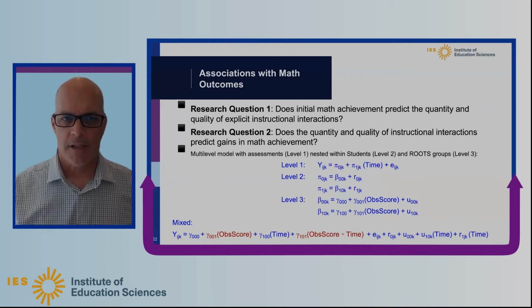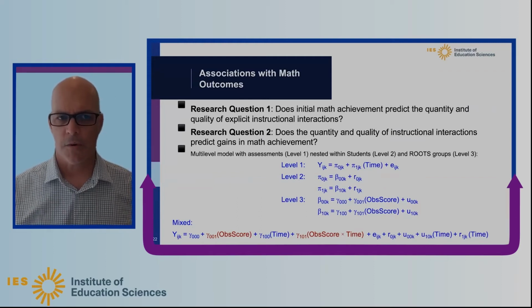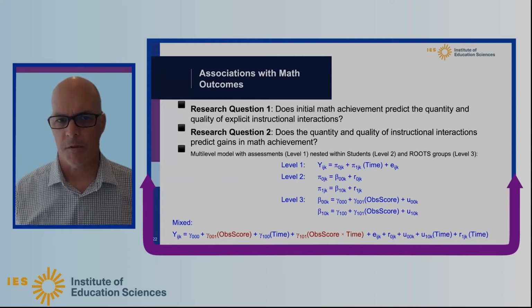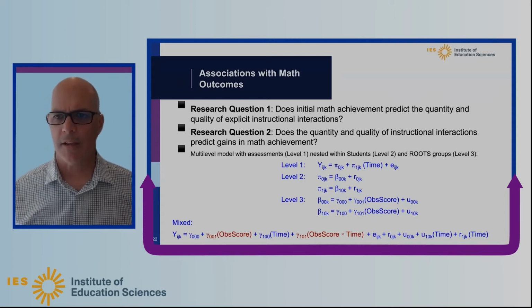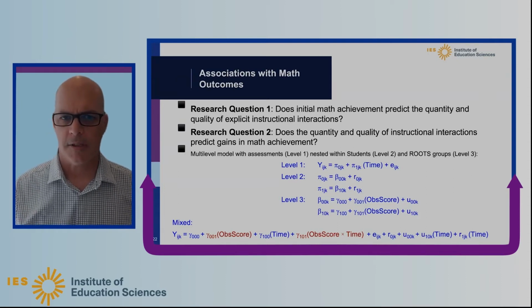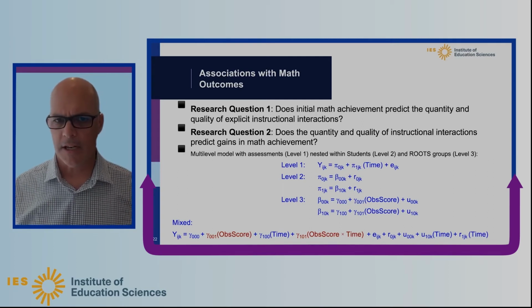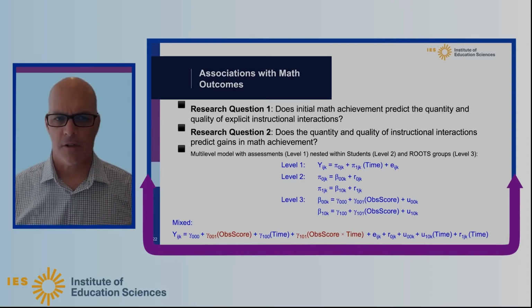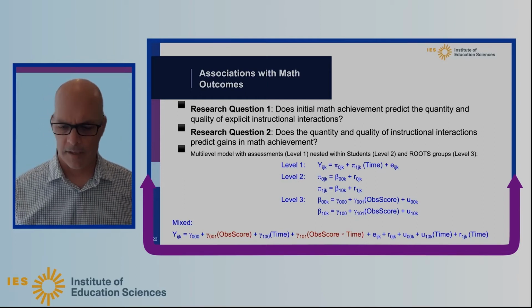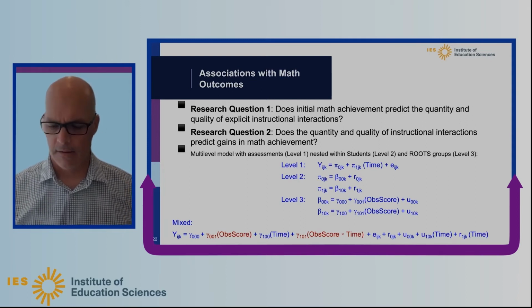And then finally, we had 2 primary research questions around the associations with math outcomes. The first one is, does initial math achievement predict the quantity and quality of explicit instructional interactions? So looking at the group level initial math achievement as students began the ROOTS intervention. And the second research question is, does the quantity and quality of these instructional interactions predict gains in student math achievement? Below, you can see our statistical model.